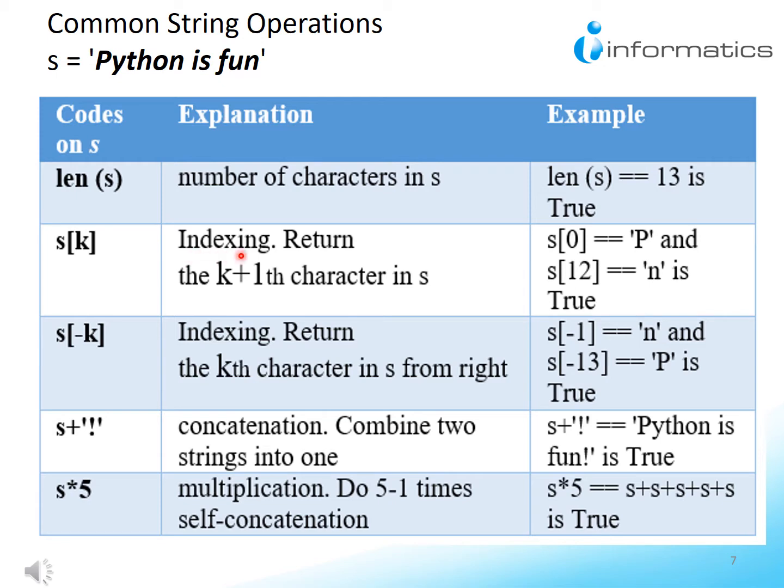Indexing, access to individual characters in the string, is by the square brackets. For example, s[0] returns 'P'. s[12] returns 'n'. Indexing can take a negative number. s[-k] returns the kth character in s from the right-hand side. For example, s[-1] returns the first character from the right-hand side. s[-13] returns the 13th character from the right-hand side.